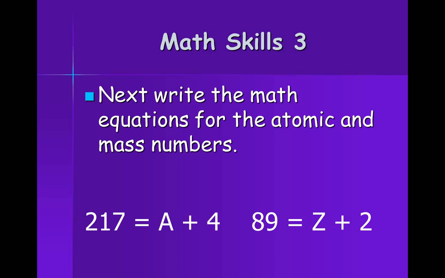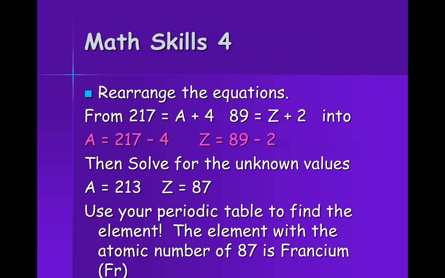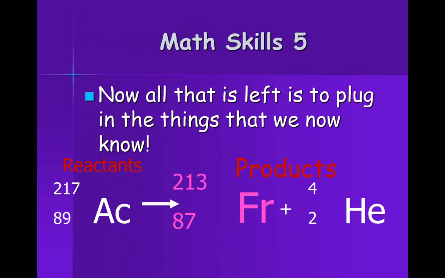Next, write the math equation for the atomic and mass numbers. So 117 equals A plus 4, 89 equals Z plus 2. You can rearrange these equations: 117 minus 4 is going to give you A, and 89 minus 2 is going to give you Z. This is going to give us a brand new element, element 87, francium, because we reduced the atomic number by 2. There it is, francium.